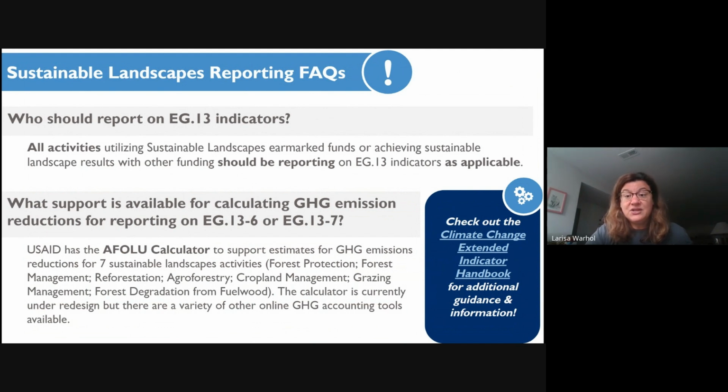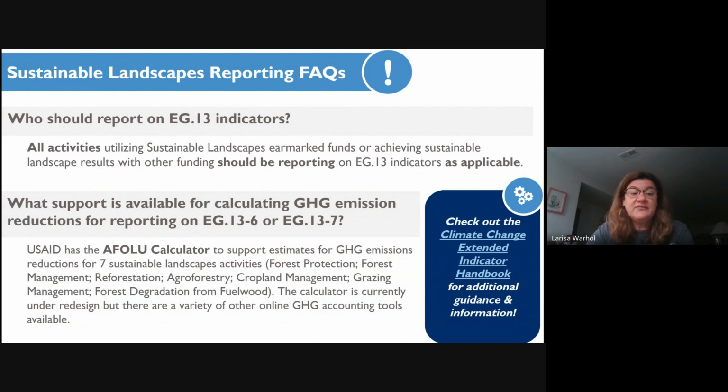If your activity is generating a result that's applicable to those indicators, you should be reporting on it. A lot of times, given that some of our indicators are about calculating greenhouse gas emission reductions, especially if it's an activity that's not one of the direct outcomes, people often say, well, how am I supposed to report on that? We don't have any expertise in that. USAID does have an AFOLU calculator that, if you have a couple of data points, you can usually fairly easily pull up a GHG emission reduction estimate.